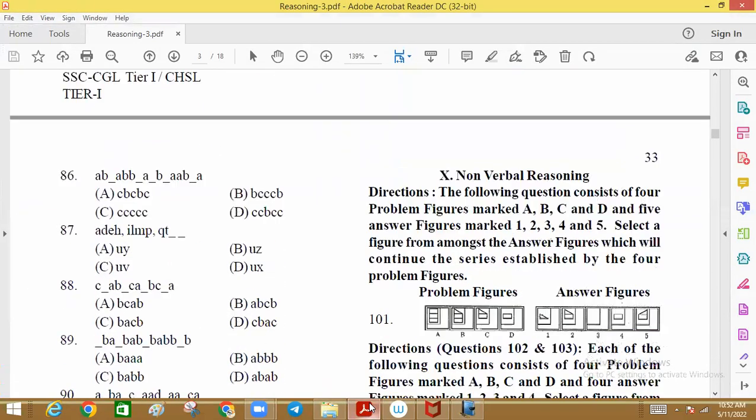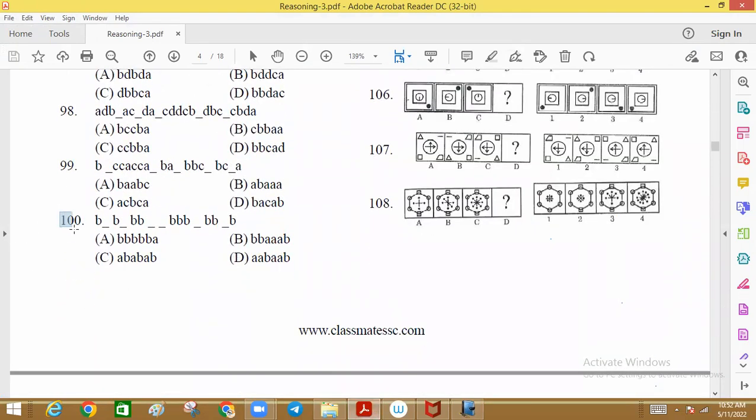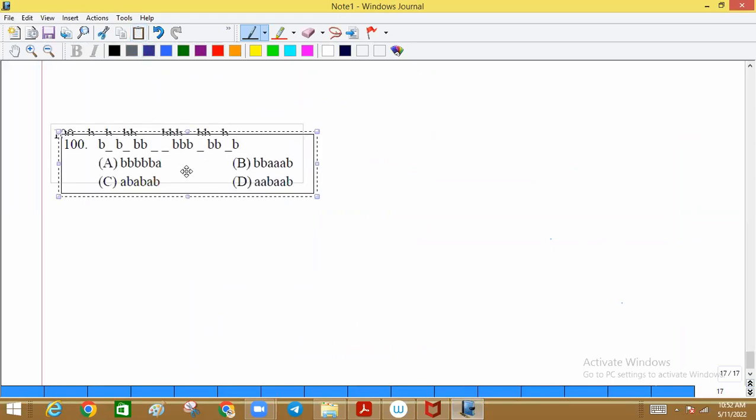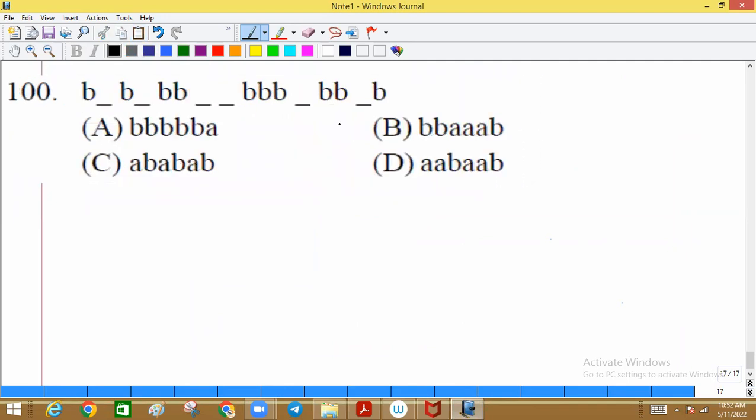For example, we'll see some kind. There is one clear cut kind of question. You see this question. If you start dividing and doing it, you won't get the answer immediately. But once you observe this, what is the thing that you can observe? All are B's. The entire series is B. So now you tell me which option you have to fill so that you get the answer.